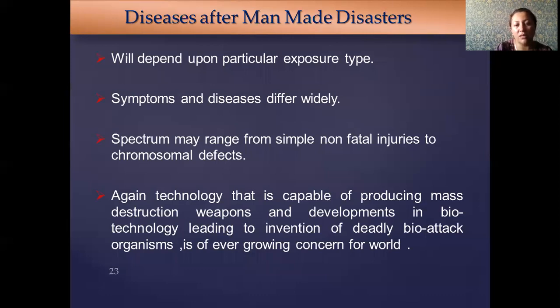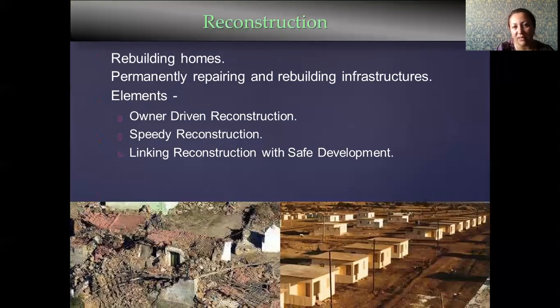Mostly we have technology, such kind of technology, which diseases after man-made disaster. We have also such kind of symptoms, maybe diseases which can widely spread among the world, and also the destruction of weapons, and also such kind of another man-made disaster can be very harmful for our humans' life. In order to reconstruct, we should pay attention to, for example, rebuilding of the homes.